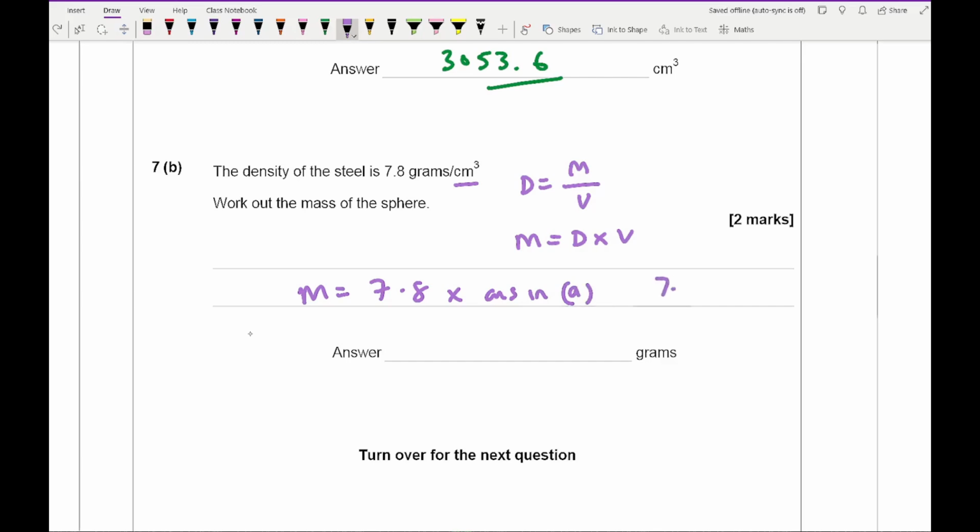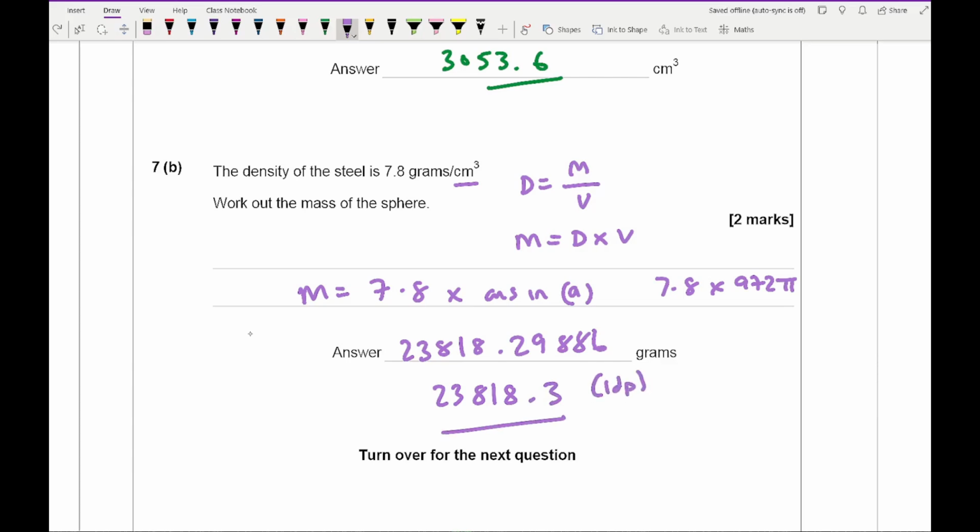I'm just going to do 7.8 multiplied by 972 pi, because it's the easier way to get the exact value, in which I get an answer of 23,818.29886. And again, if you want to round that, it's entirely up to you, because there's nothing that specifies how they want the number rounded. I'm just going to state that that's been rounded to 1 decimal place.